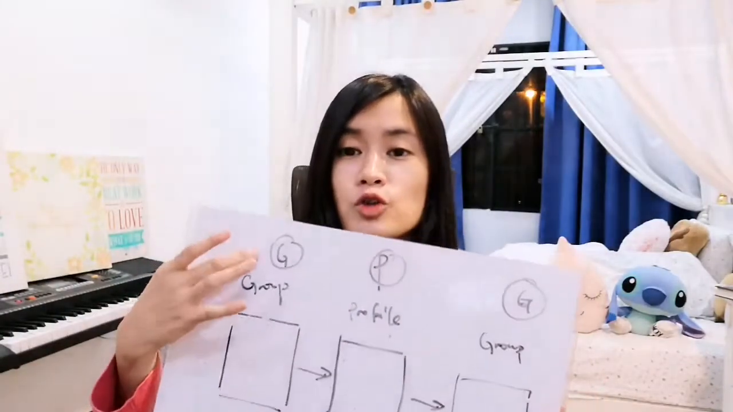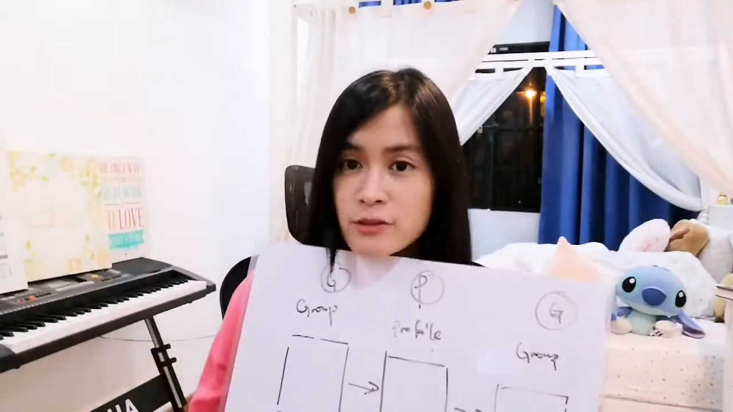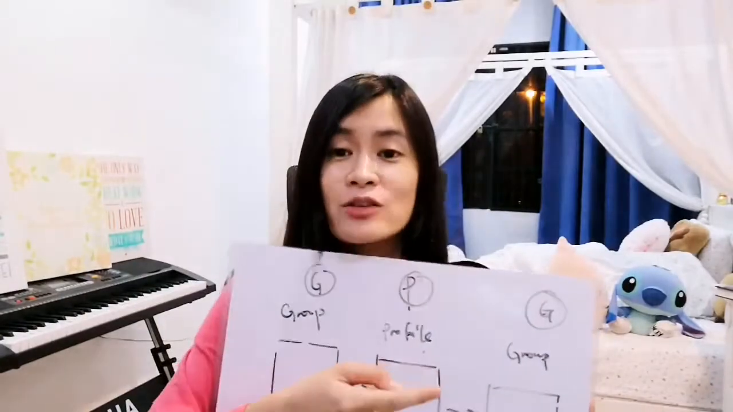It's called G.P.G formula in order to get started, in order to warm your leads from cold leads from other people's groups to warm leads, and then to hot leads.